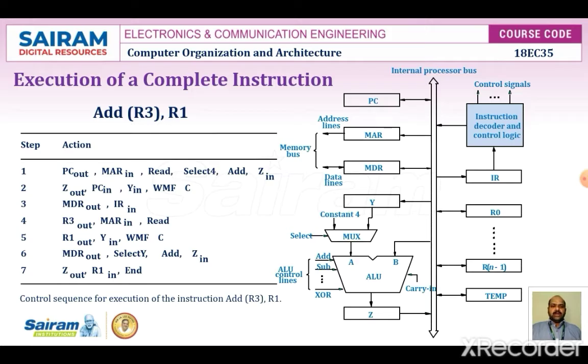Then what happened? The content of the register R1 is going to be read and placed on the processor bus. The content of the register R1 is going to be transferred to Y to prepare for the next addition operation. So that is going to be taken over into the register Y. Through Y, it's going to be inserted into the mux.